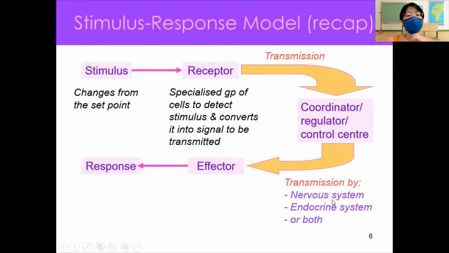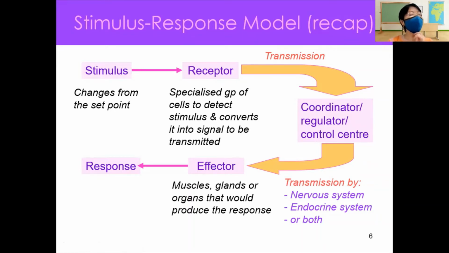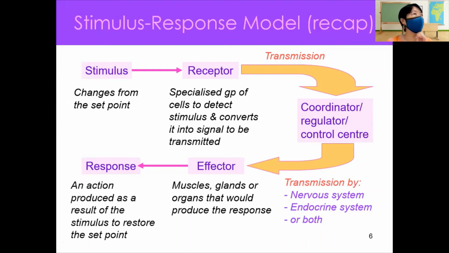So nervous system is transmission of the signal in the form of nerve impulse along the neuron, which is the nerve cell. Endocrine system secretes hormone as a signal molecule transmitted in the bloodstream from one part of the body to the other, from receptor to coordinator, from coordinator to effector. Effector can be muscles, glands, organs that will produce the response, and response is an action produced as a result of stimulus in order to restore back the set point.